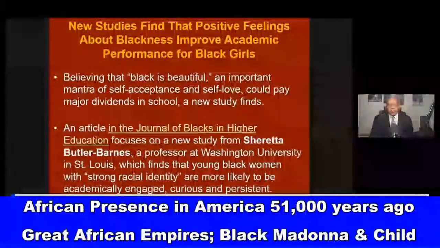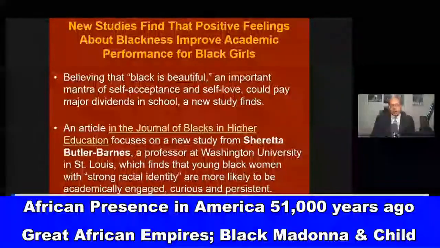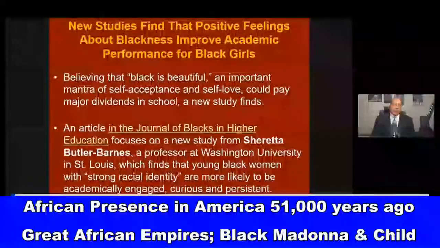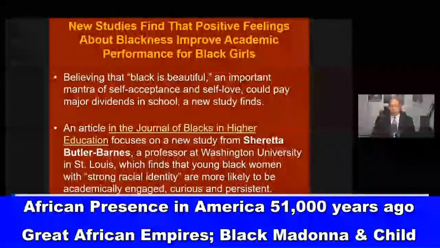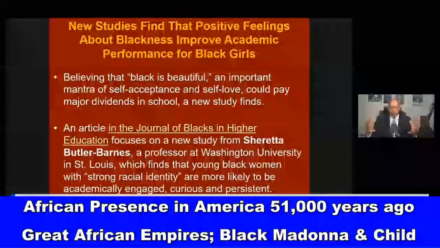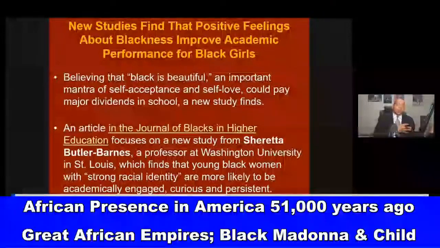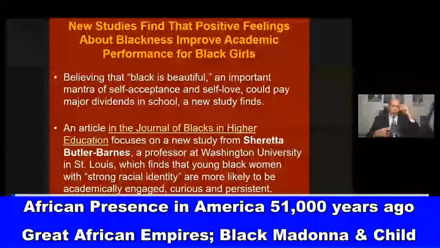This study right here deals with how positive feelings about blackness improve academic performance for Black girls. This is why this type of information is so important, not just for African Americans, but also for our youth.